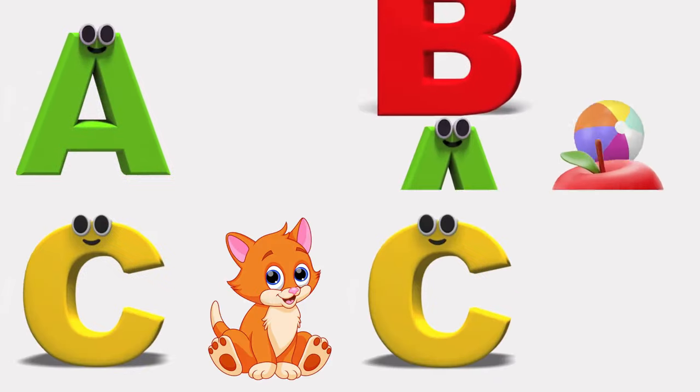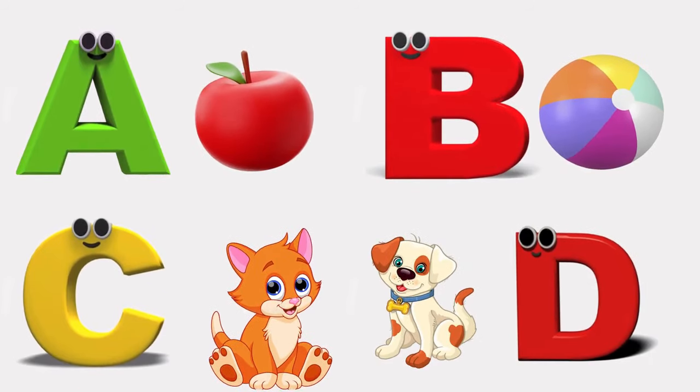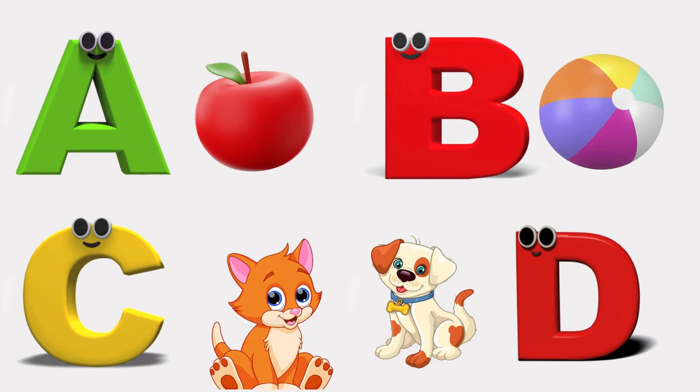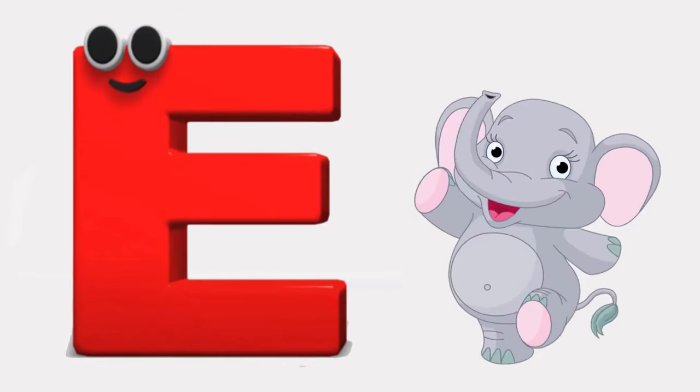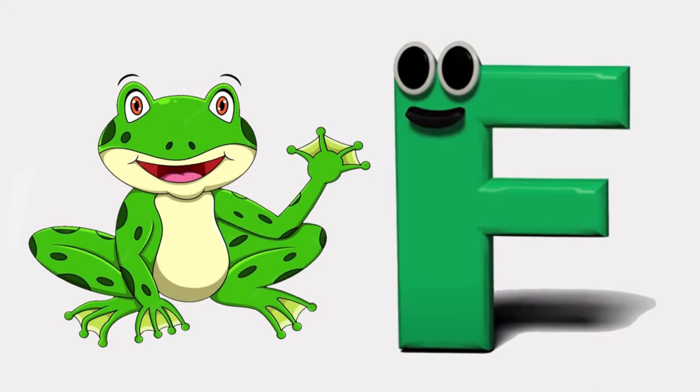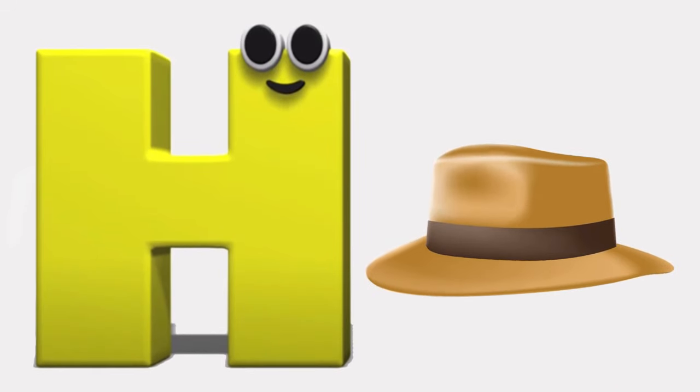Dum dee da dum dee dum. E is for elephant, eh eh elephant. F is for frog, f f frog. G is for goat, g g goat. H is for hat, ha ha hat.